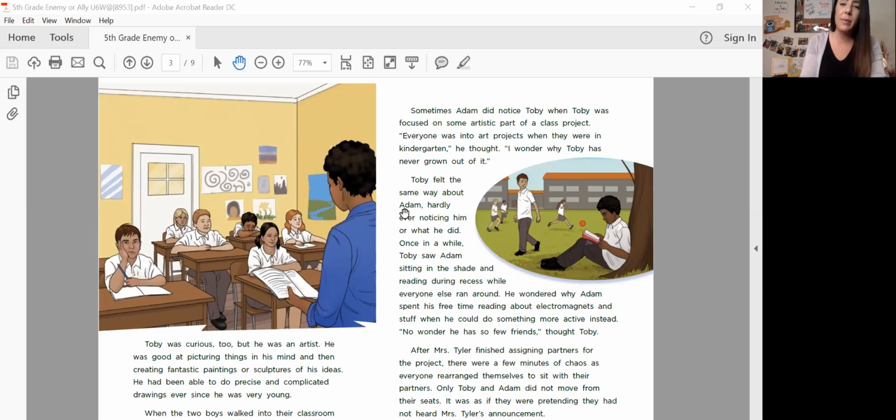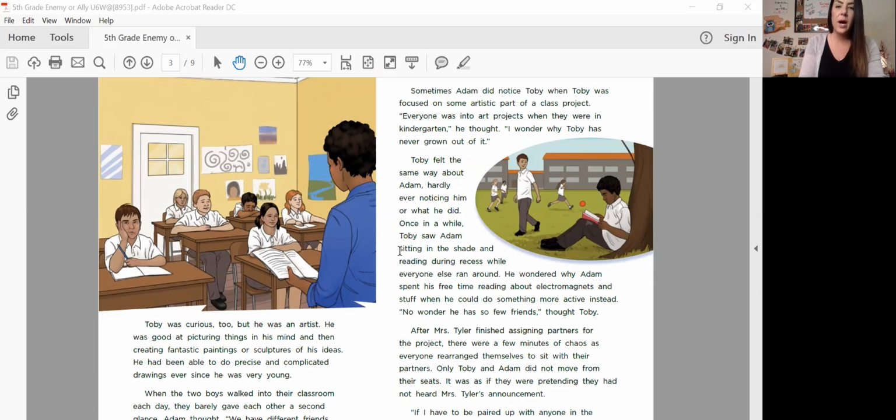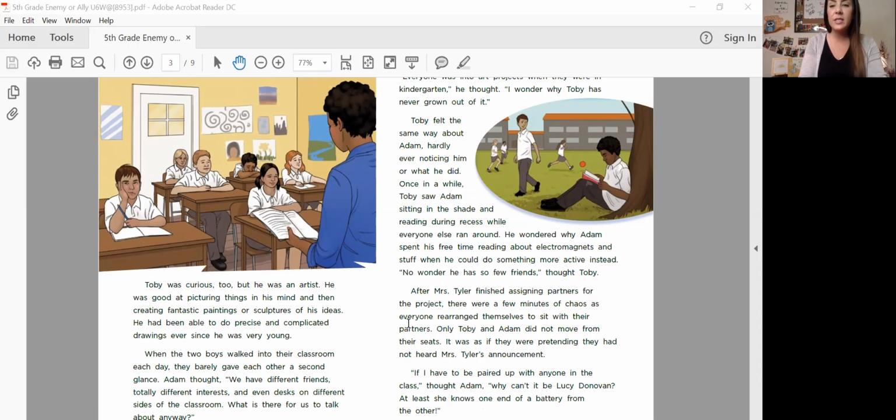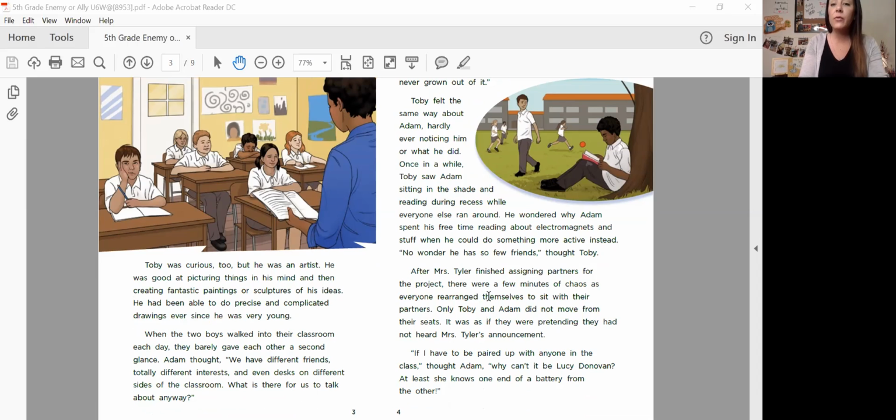Toby felt the same way about Adam, hardly ever noticing him or what he did. Once in a while, Toby saw Adam sitting in the shade and reading during recess while everyone else ran around. He wondered why Adam spent his free time reading about electromagnets and stuff. He could never do something more active instead. No wonder he had so few friends, thought Toby. After Mrs. Tyler finished assigning partners for the project, there were a few minutes of chaos as everyone rearranged themselves to sit with their partners. Only Toby and Adam did not move from their seats.